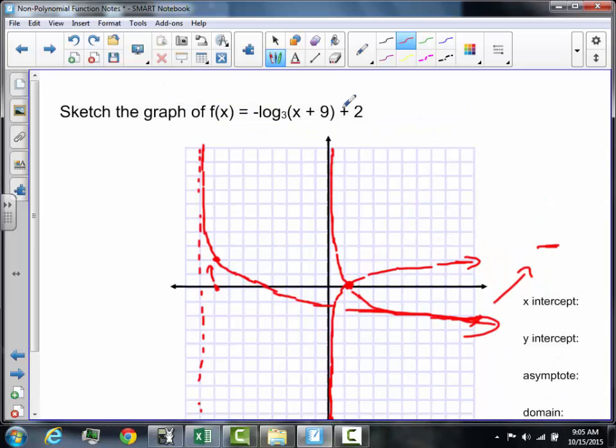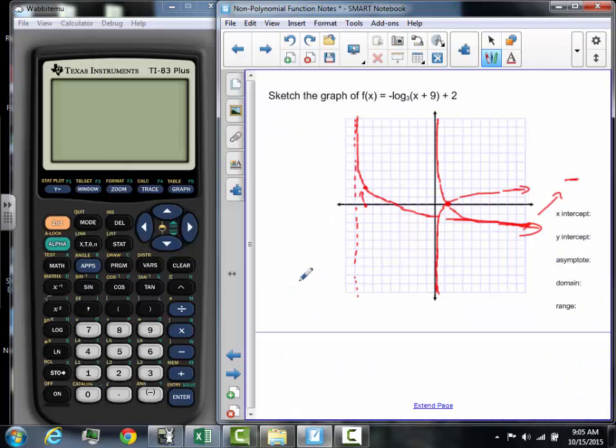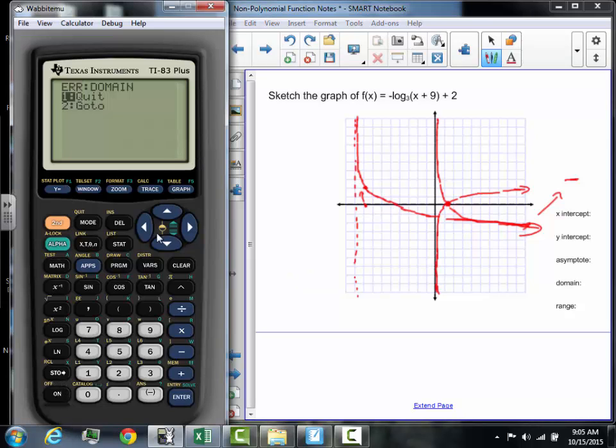So now let's grab our calculators and see whether you can graph these things. So, go to y equals.